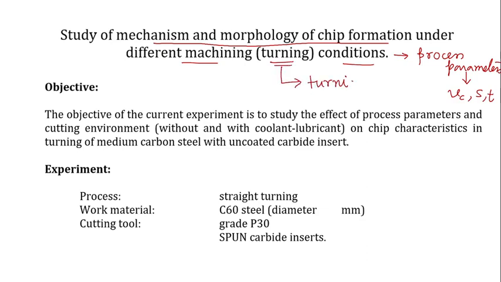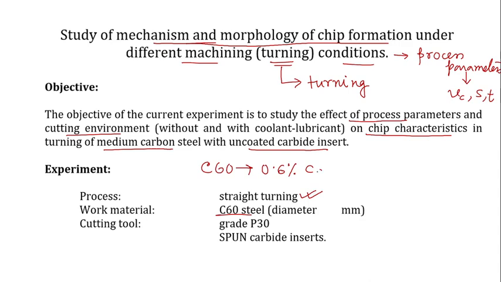We will be doing straight turning, and in straight turning we will study the effect of process parameters and other machining parameters on the mechanism and morphology of chip formation. So, the effect of process parameters and cutting environment on chip characteristics in turning of medium carbon steel with uncoated carbide inserts. It is C60 steel, a plain carbon steel having 0.6% carbon.